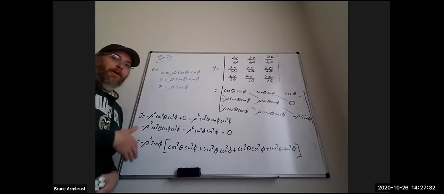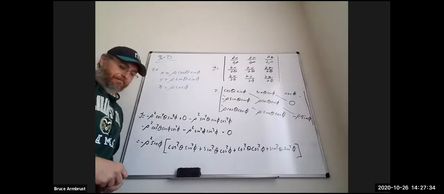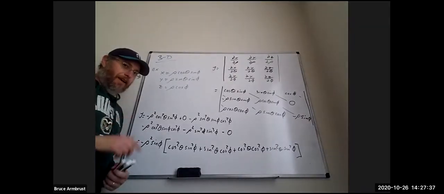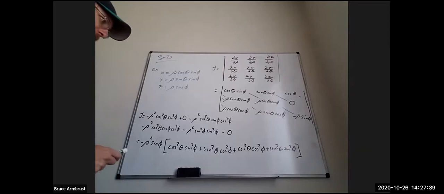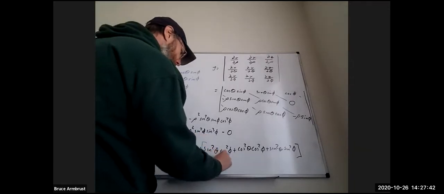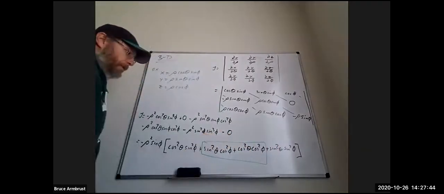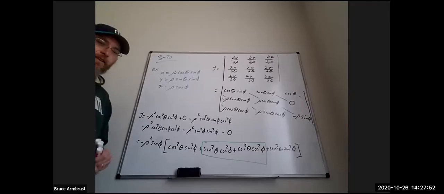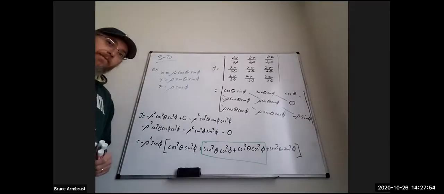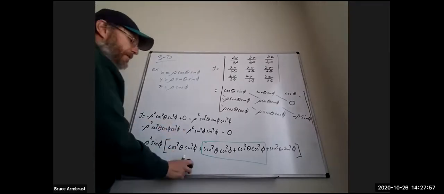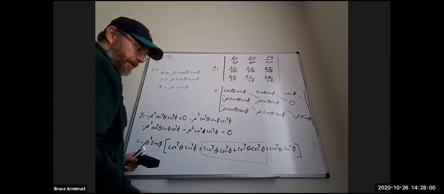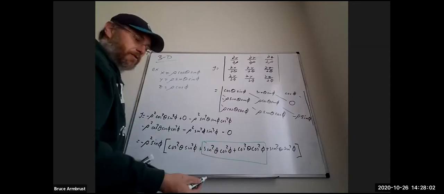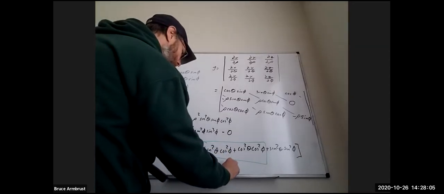All right, so that was just simple factoring out, no big deal. Now let's use some trig fun. Check out these two. If I factor out the cosine squared phi, I have sine squared theta plus cosine squared theta, which is 1. So that just becomes cosine squared phi.